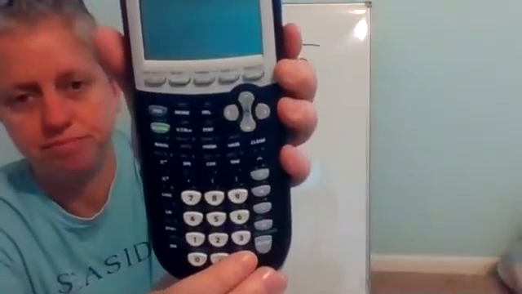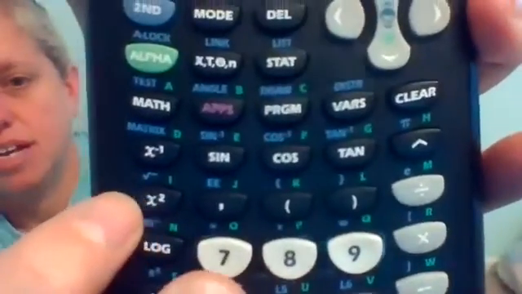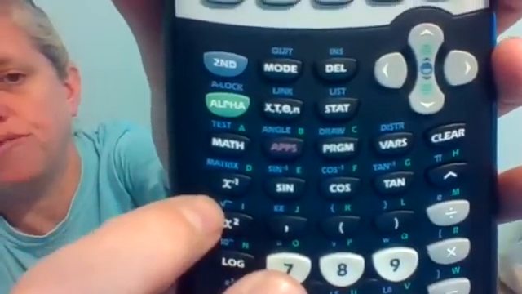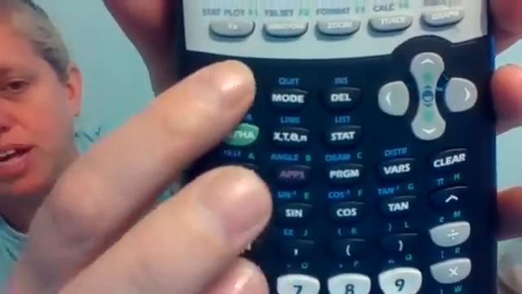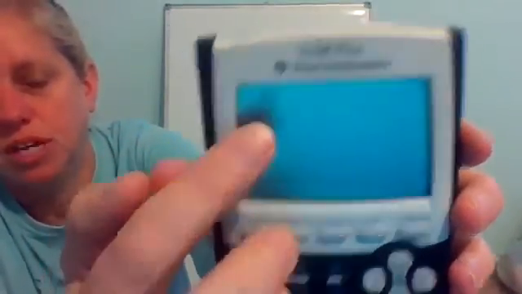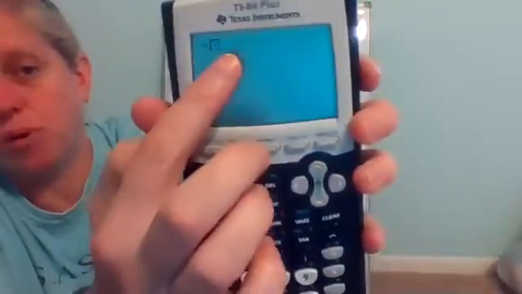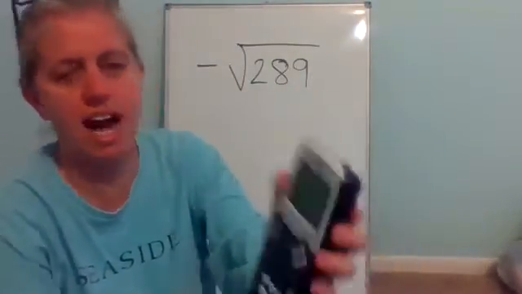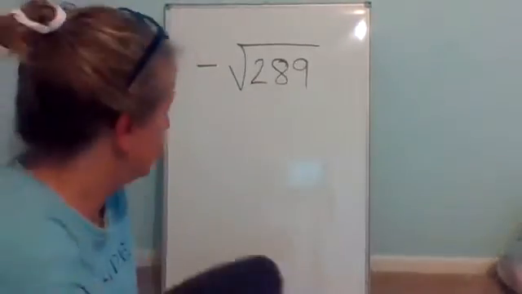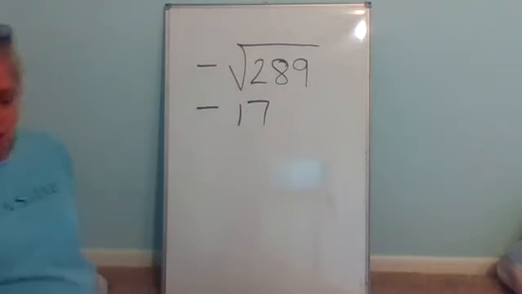So you would just hit your negative button. Now, your square root symbol is this x squared button, but it's blue, right? To get to any of the blue functions, you have to hit your second button first. So I'm going to hit second, then the square root. That's what gives you your square root symbol. So again, second, square root. Now you can just put whatever you need under there. So in this case, it's 289. Hit enter. So that would tell you negative, because the negative just comes down, and then the square root of 289 was 17.